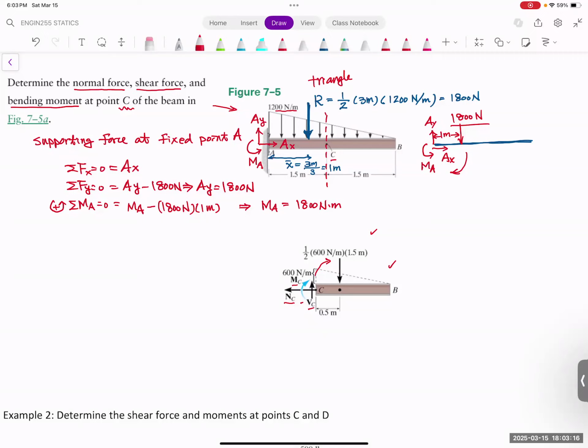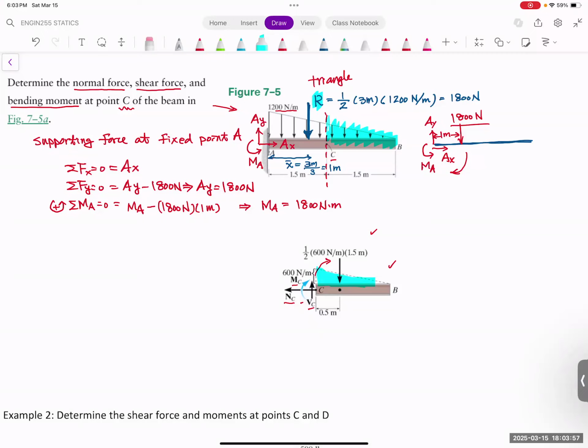When you do that, we end up looking at this portion of the element, and you only have a distributed load starting from the point C to the end at B. You discard anything on the left-hand side, as it has nothing to do with the right-hand part. And therefore, you only have a distributed load. You're going to do a similar thing as when we found the overall R here, and that is the triangle that we draw here.